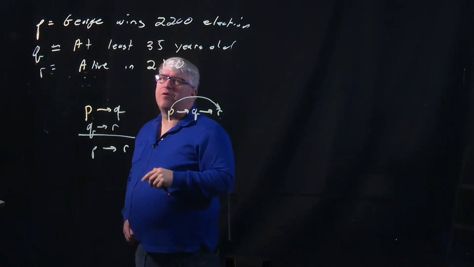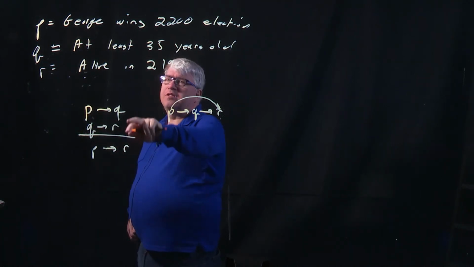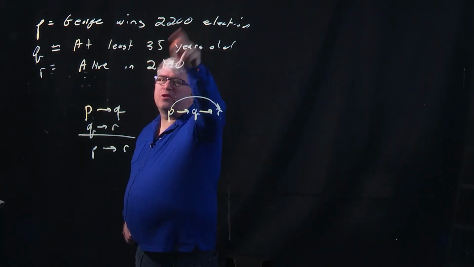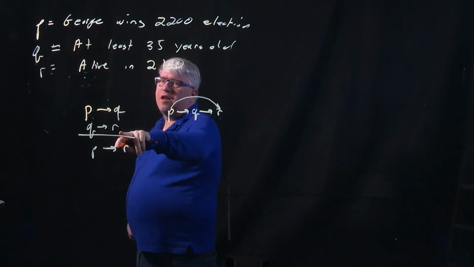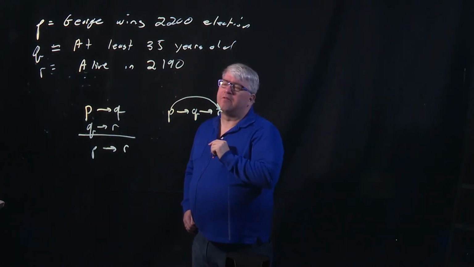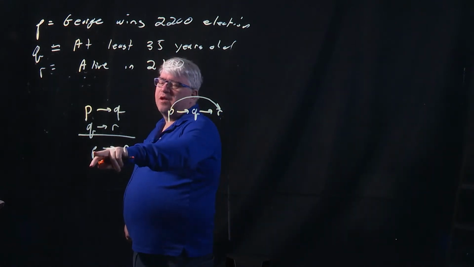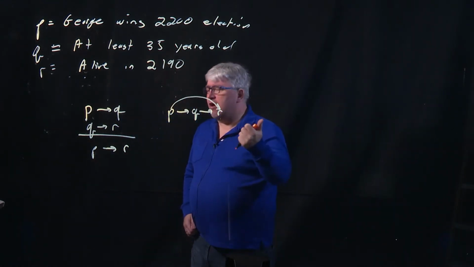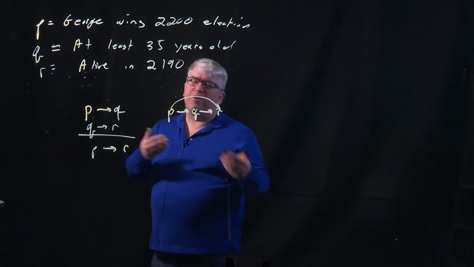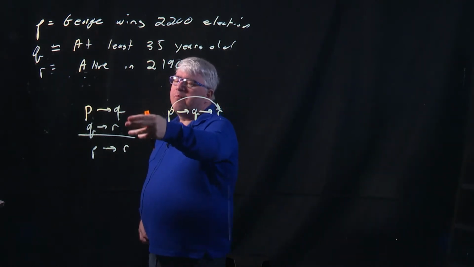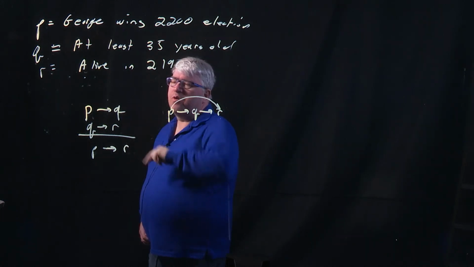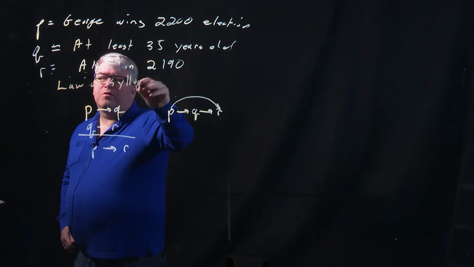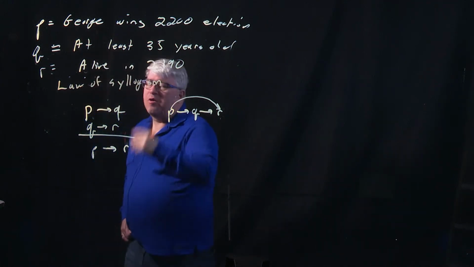In the words that I have here, if George does win the 2200 election, then he's at least 35 years old, because that's the law. And if he's at least 35 years old in 2200, then he is alive in 2190. Okay, that makes sense. And now this says if he wins the election in 2200, he was alive 10 years earlier, of course. But no matter what P and Q and R stand for, this statement will flow logically from those, and this is called the Law of Syllogism, which I always thought was a really silly name. Oh, and it's valid.